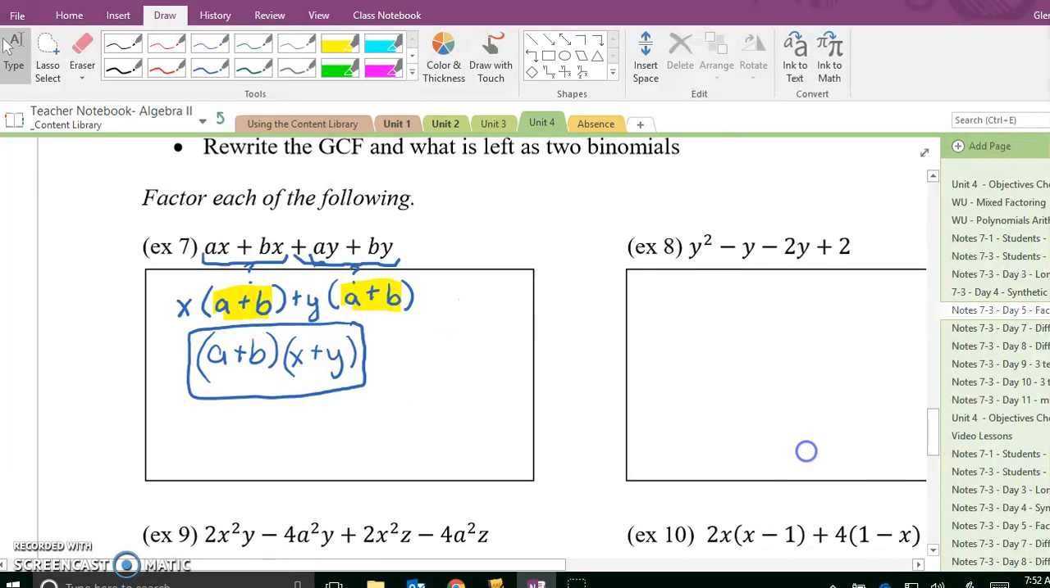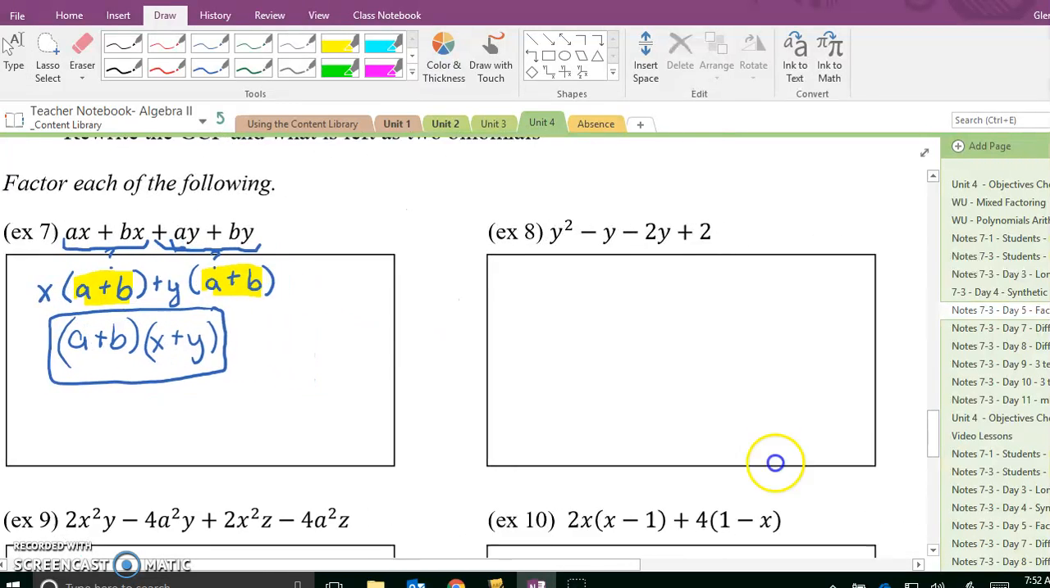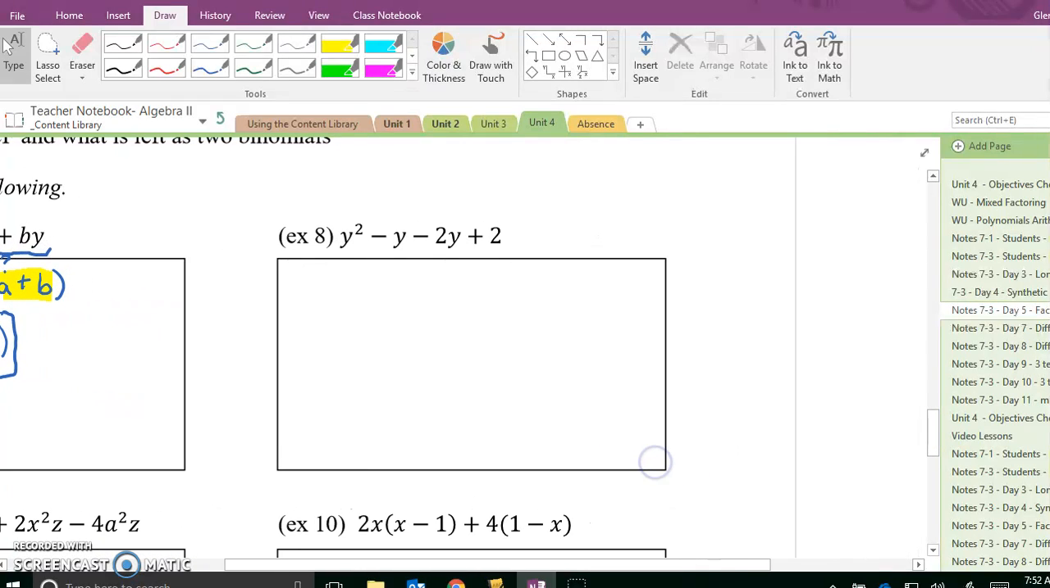Okay, let's go ahead and check out example 8 here. Again, the first thing we want to do is group. So what does the first group have in common? Well, y squared and y both have a y. So we're going to pull out a y out front. So I'll have y minus 1. You have to keep that placeholder there.